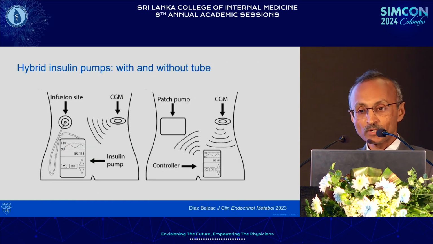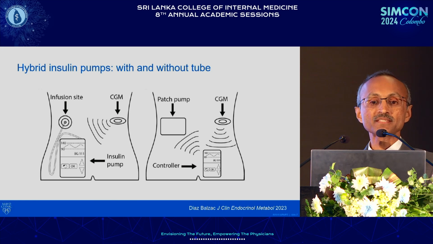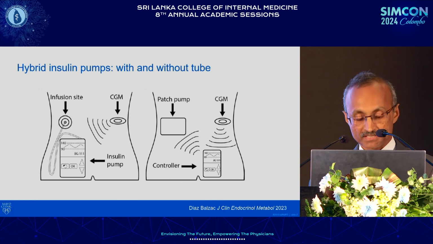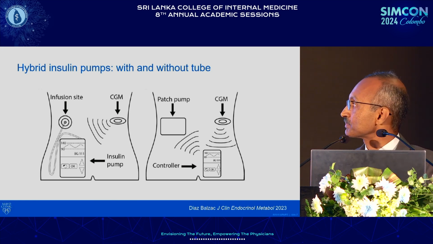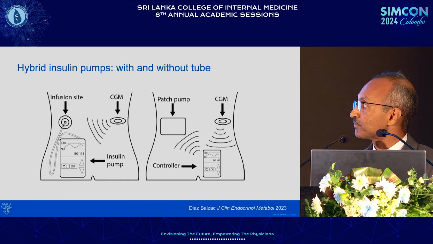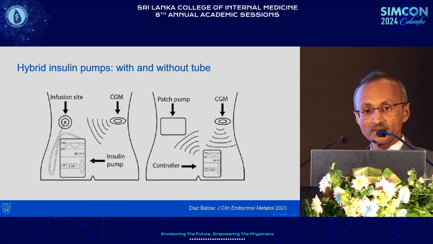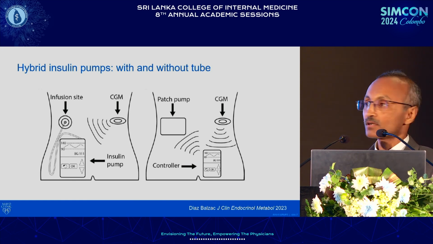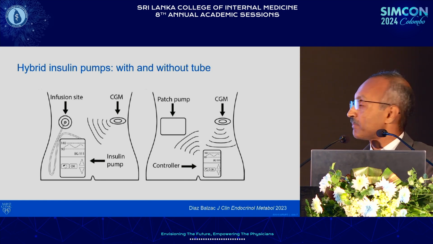A brief look at what these are. So the hybrid insulin pump, essentially what they have is this. There is a continuous glucose monitor. This continuous glucose monitor measures the interstitial glucose, and in real time, it provides this data to a controller. And this controller may be either housed within the insulin pump itself or within an external device, a controller, which then controls the pump as well.